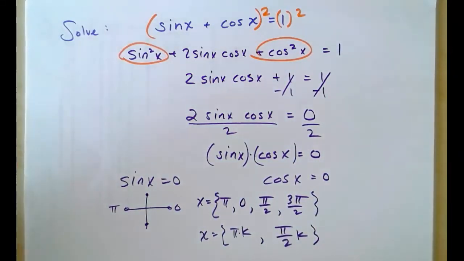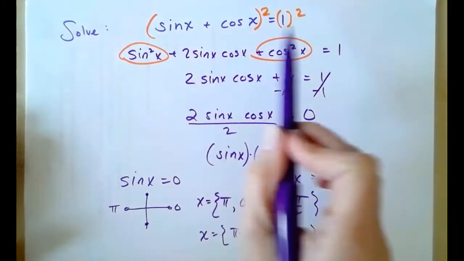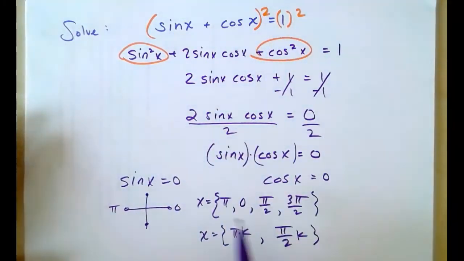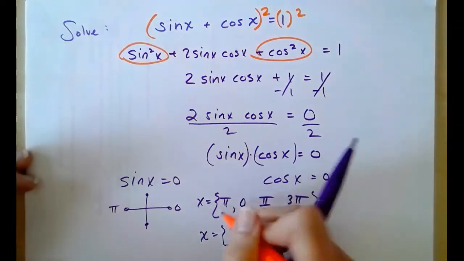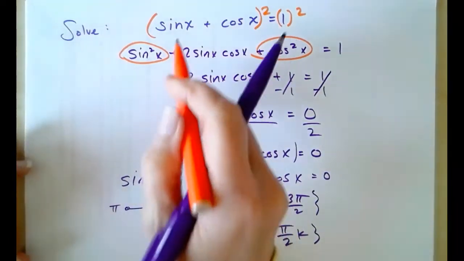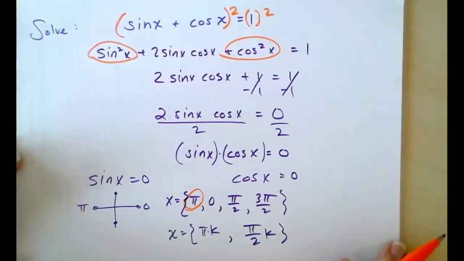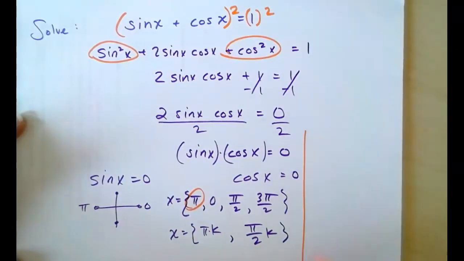But we've talked in class about whenever we square both sides, we've got to go back and plug in our specific solutions to be certain that we don't have anything extraneous. So let's go back and let's check them out. And check out this first one, pi. Remember, we go back to the original equation to do this.